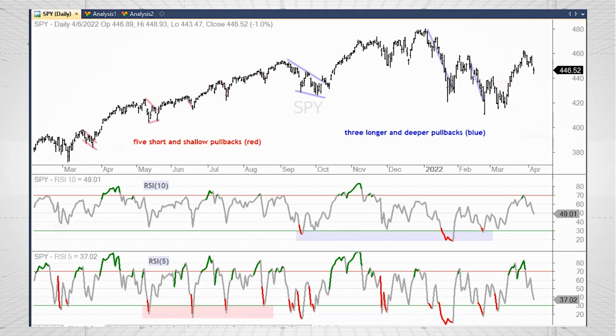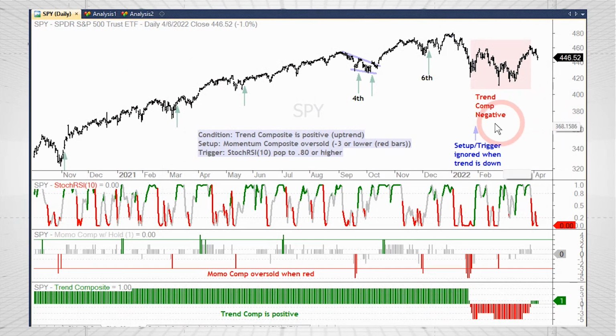And let's look at that. So on this chart here, I've got 3 indicators. And the first one is at the bottom. It's the trend composite. And I'll show you how I can chart these on StockCharts ACP. So the first thing is I want the condition to be an uptrend. And that's when the trend composite is green.